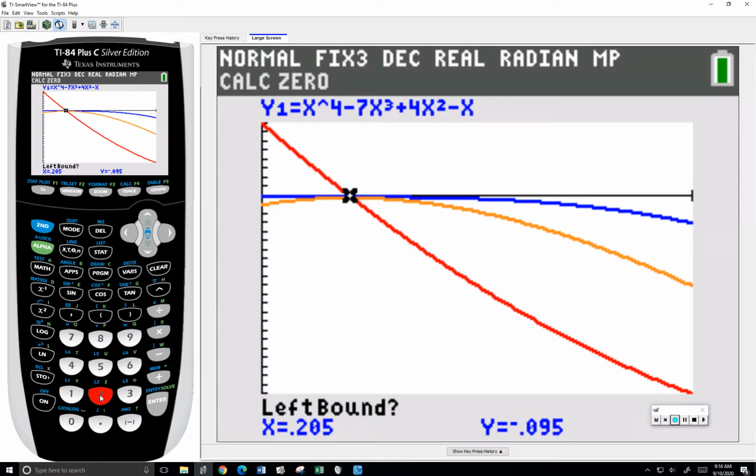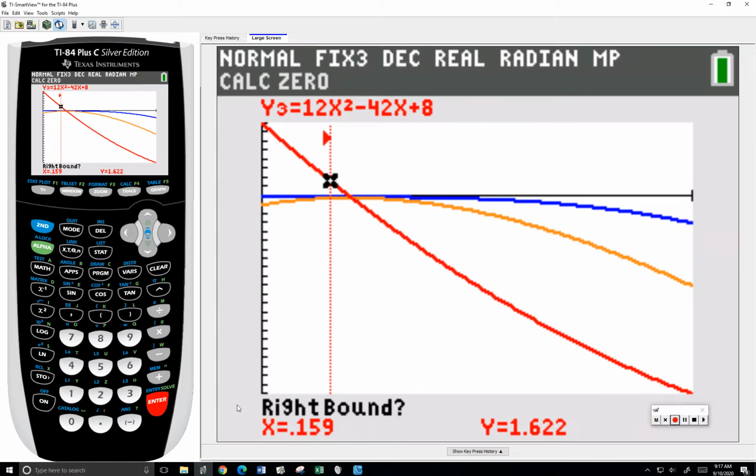They're now asking for the left bound. That means I need to put the cursor on the acceleration curve. So I'm on the wrong curve, because I'm sitting here on position. So I use the up and down arrow right here. I just keep moving it until I can find that I'm on the acceleration curve. So right there, now I'm on acceleration. It's asking for the left bound, so I'm going to move my cursor until I get to the left of where the 0 is located. Then I press enter.